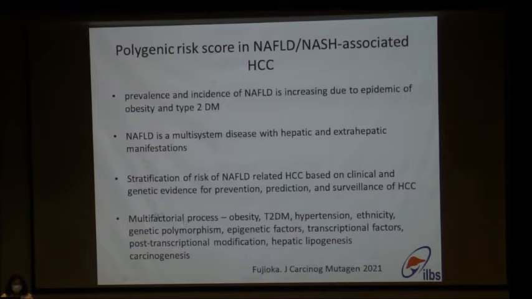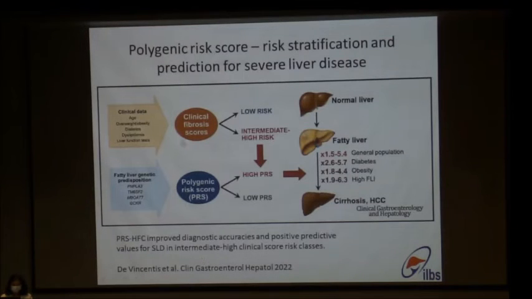The whole thing is a multifactorial process involving factors like obesity, type 2 diabetes, hypertension, ethnicity, genetic polymorphism, epigenetic factors, transcriptional factors, post-transcriptional modification, hepatic lipogenesis, and carcinogenesis. This depicts the polygenic risk score for risk stratification and prediction for severe liver disease.